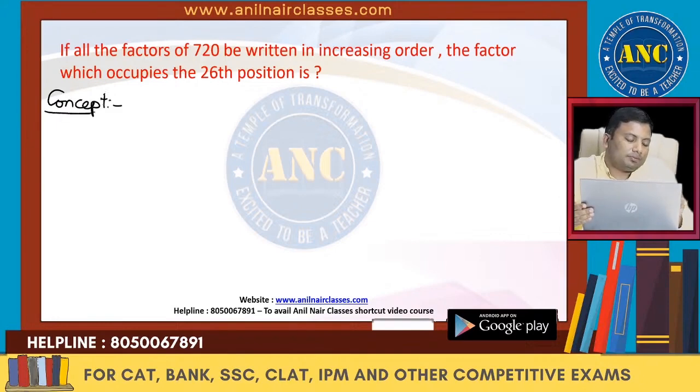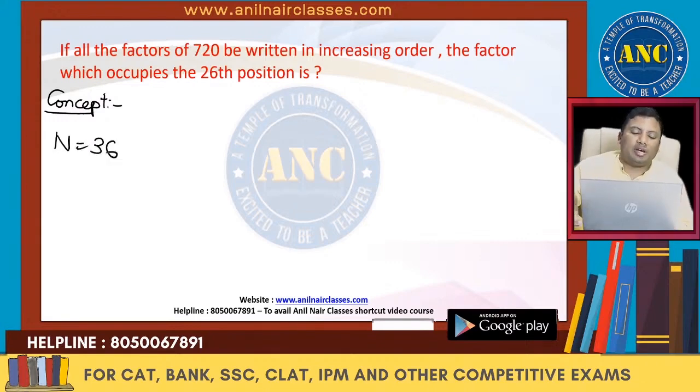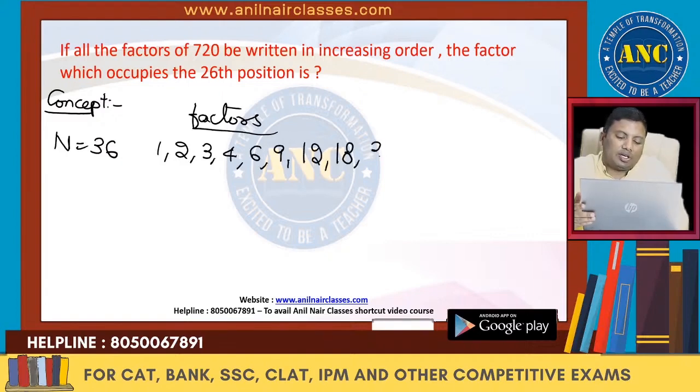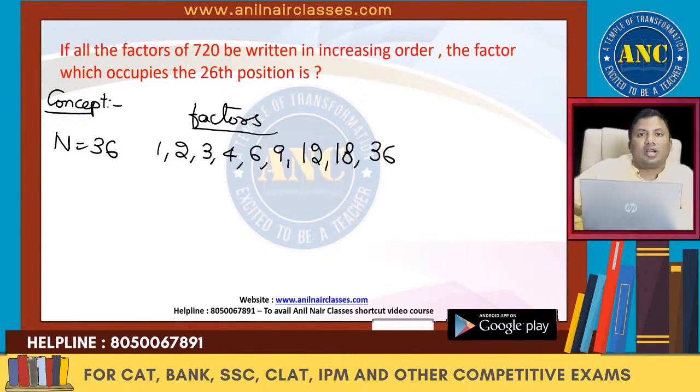Concept. Suppose, for example, there is a number 36. Let me write down the factors for 36 in increasing order: 1, 2, 3, 4, 6, 9, 12, 18, 36. These are the factors for 36. I wrote the factors in increasing order.